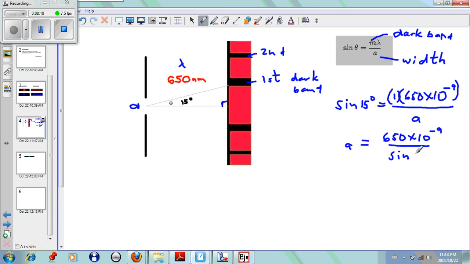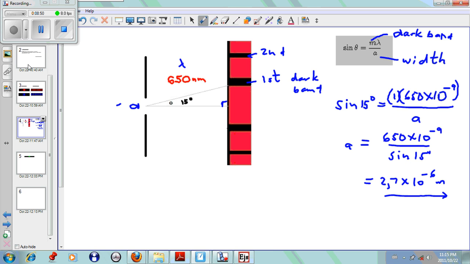And this is simple calculator work now. Let me just calculate that for you. When we work that out, we get 2,7 times 10 to the minus 6 meters. So that will be the width of the slit. The width of the slit will be 2,7 times 10 to the minus 6 meters. So that is a summary of a simple question on diffraction that you could expect in an exam.